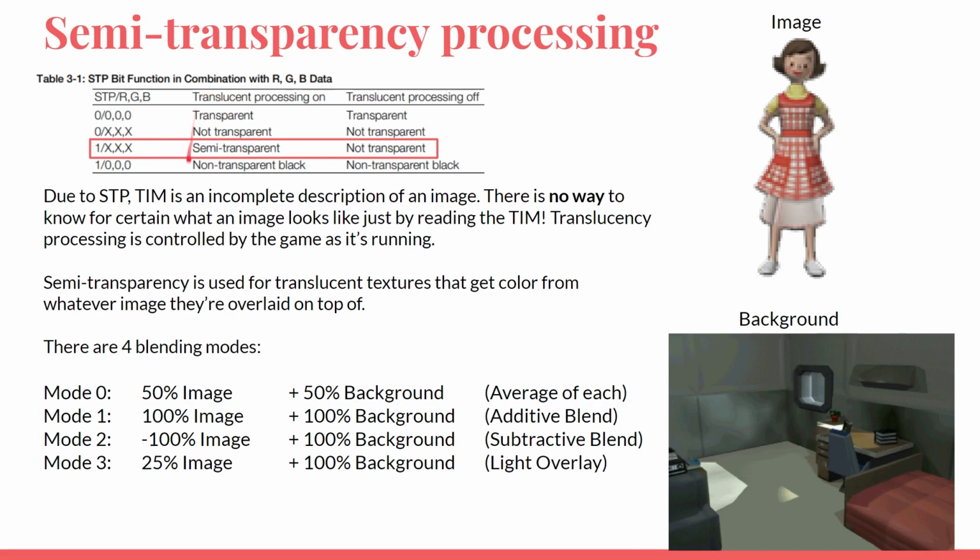On top of translucency processing being either on or off, there are actually 4 different modes that the game could be using to blend opacities, basically. How to blend an image with its background when it's only partially transparent, when it's semi-transparent. So semi-transparent pixels in an image will inherit color from the image itself and the background of wherever it's placed. But the way it does so can vary depending on these 4 different blending modes that it could use, and it can change between them at runtime.